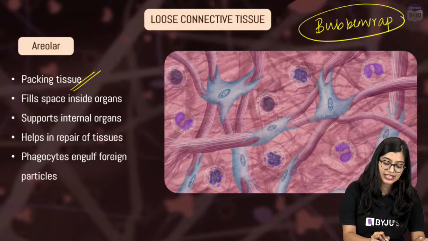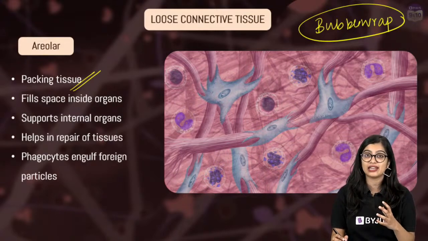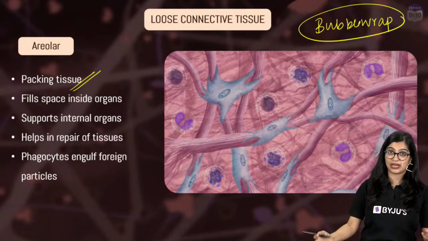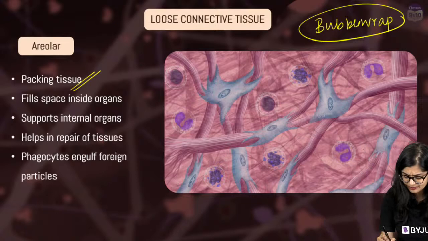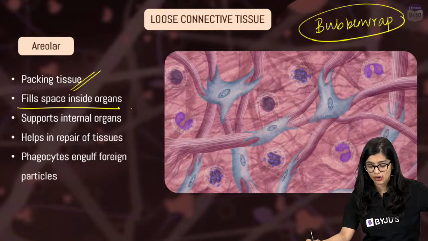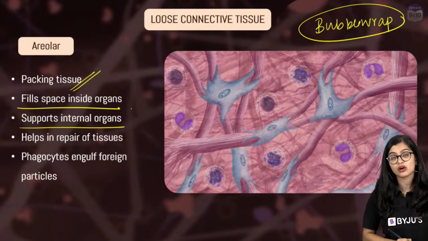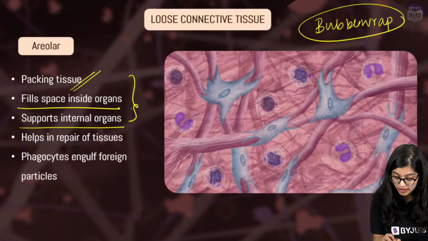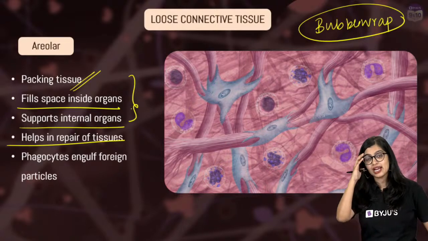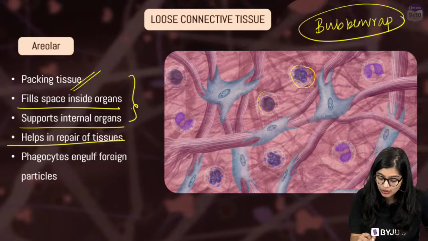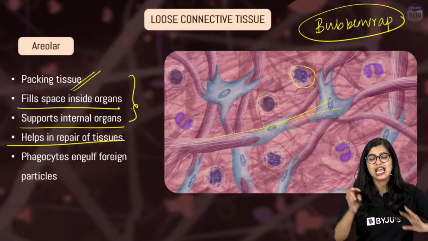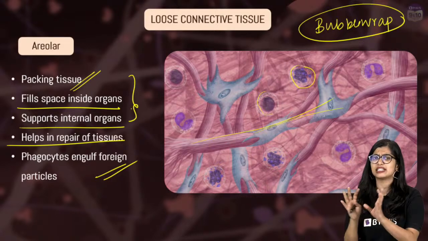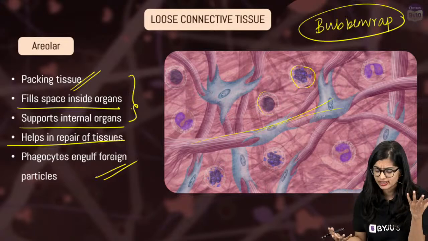So it acts as a packaging material. What was my intent of telling you it is like bubble wrap? Because it acts as a packaging material and it fills the space between all of our organs, and it supports all the internal organs. Apart from that, it also helps in repair. There are long fiber-like cells, and some important WBCs that are also there. In case they are under attack, they are able to get rid of unwanted substances.